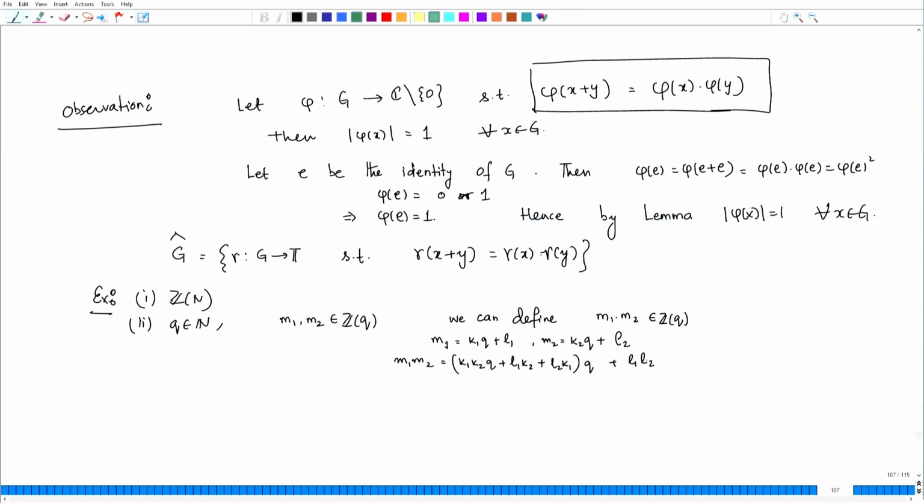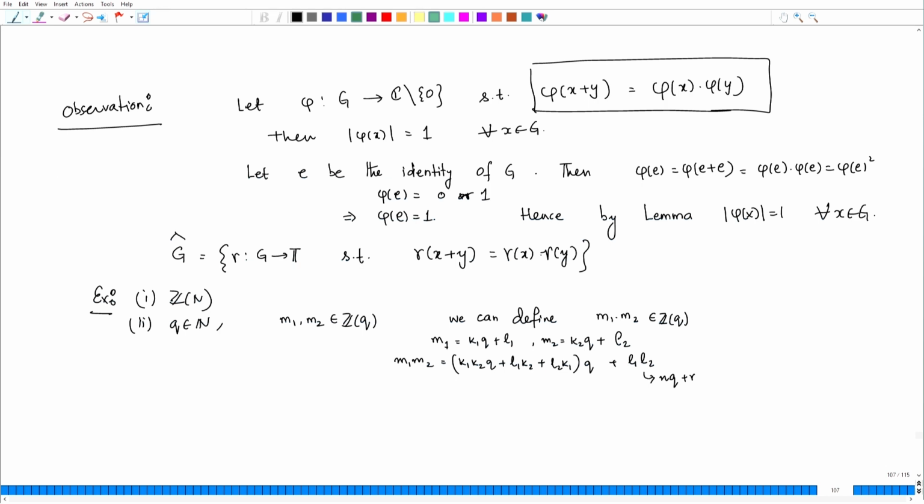Now, L1 and L2 are non-negative integers. So, now I can write L1 and L2 as some n q plus r, where r is going to vary from 0 to q minus 1. So, therefore, the product is in this form. So, that is pretty easy.